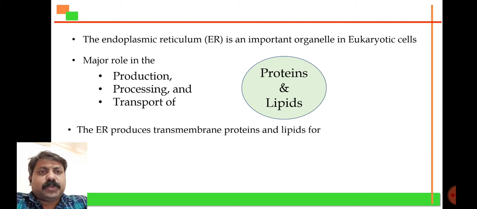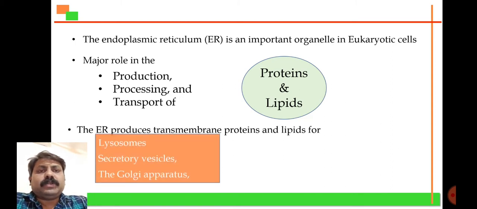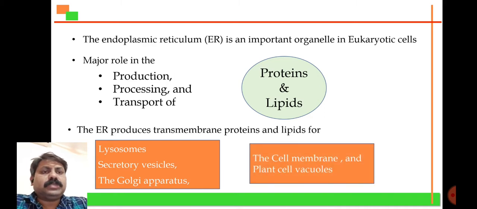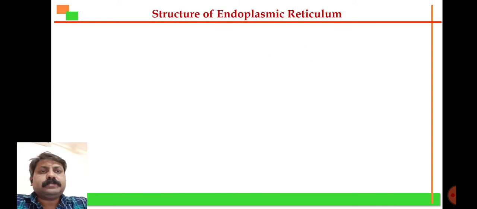Now it also produces the transmembrane proteins and lipids for the synthesis of lysosomes, secretory vesicles, the Golgi apparatus, and also the cell membrane and plant cell vacuoles. So it has a major role in production, processing and transport of proteins and lipids, and is also involved in the production of transmembrane proteins and lipids for all these different important organelles.